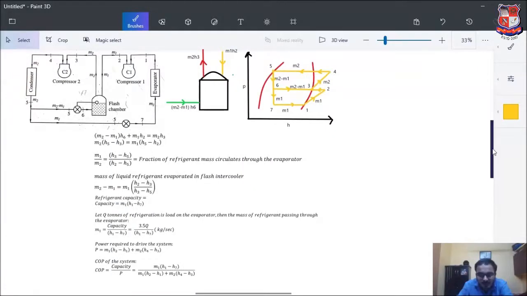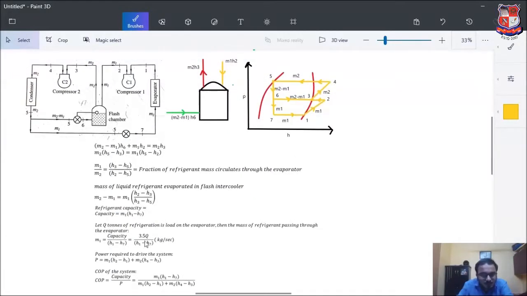I hope that the fonts are visible to everyone. So refrigeration capacity is what? The part of the evaporator, that is M1, is passing through here, and the enthalpy difference is H1 minus H7, so it is written over here.